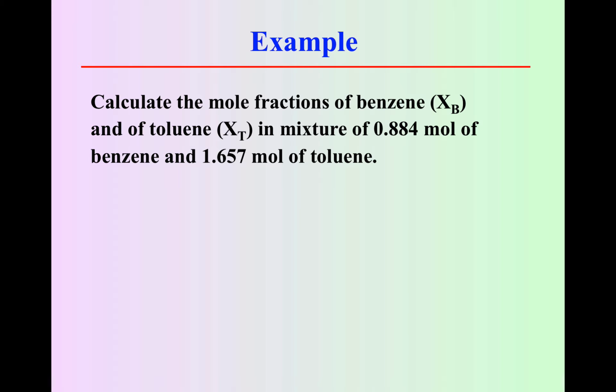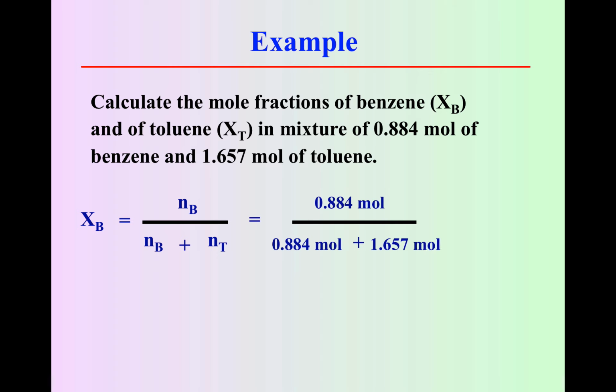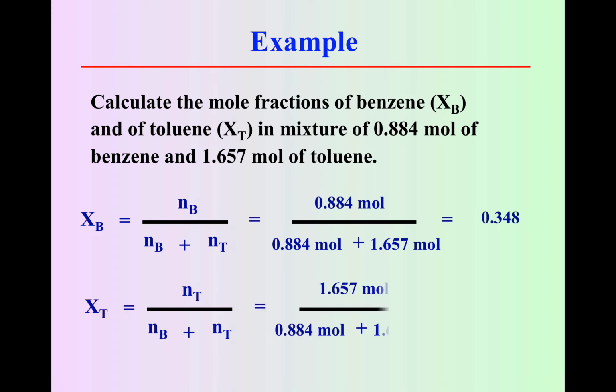So calculate the mole fraction of benzene and toluene in a mixture of 0.884 moles of benzene and 1.657 moles of toluene. So mole fraction of benzene would be moles of benzene divided by total moles, so moles of benzene plus moles of toluene. Mole fraction of toluene would be moles of toluene divided by total moles. Notice the mole fraction of both components has to add up to be 1, the total.